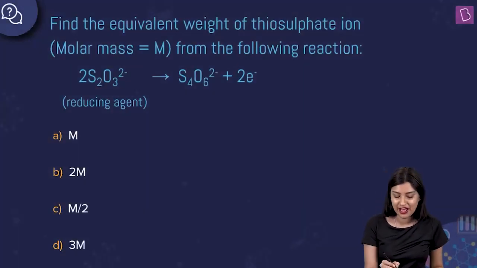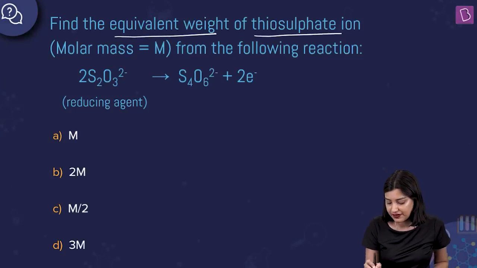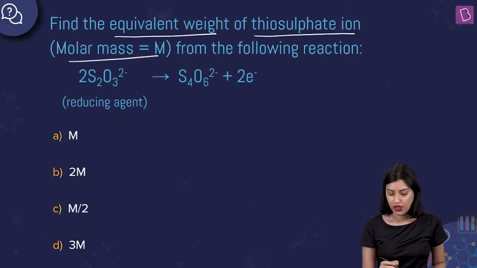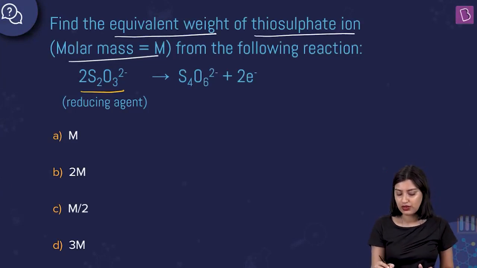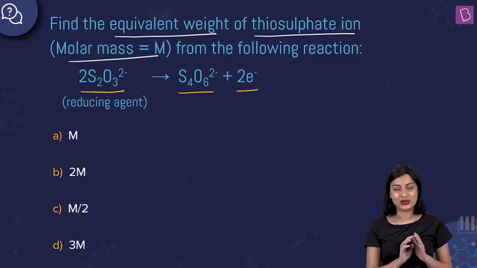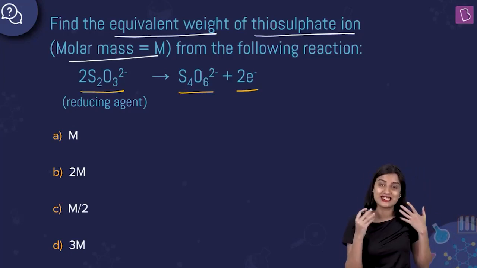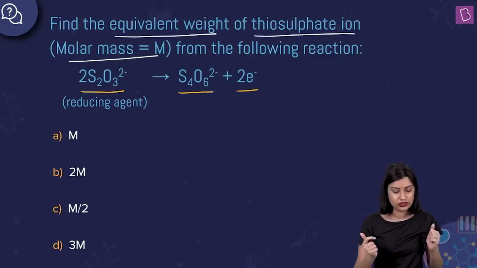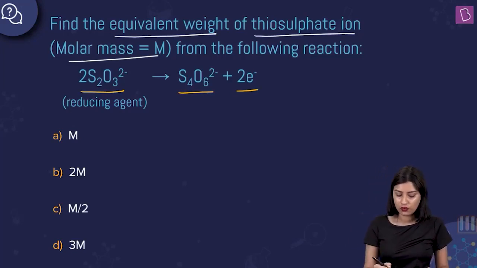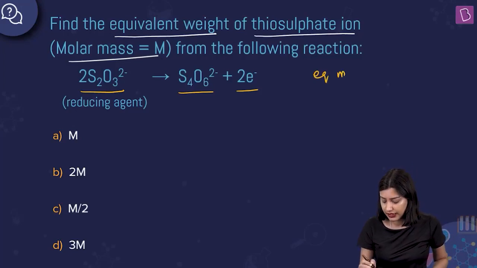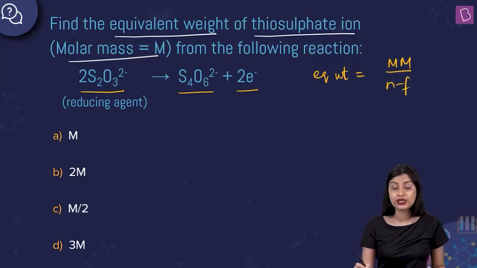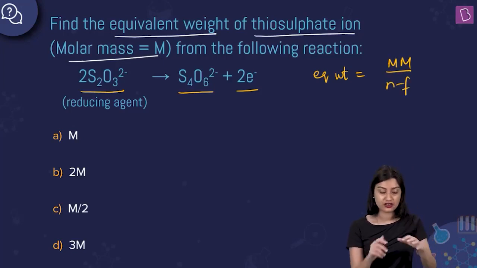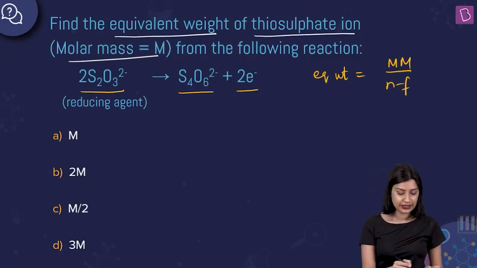Alright, so here they're saying find the equivalent weight of thiosulfate ion. Molar mass is given to you as M from the following reaction. The reaction here is 2S2O3 2- gives you S4O6 2- plus 2 electrons. And S2O3 2- is stated to be a reducing agent. Cool, great. Now what do we know? We know that equivalent weight, or equivalent mass, whatever you want to call it, is going to be nothing but your molar mass divided by N factor. So first we'll find out the N factor for this given particular ion.